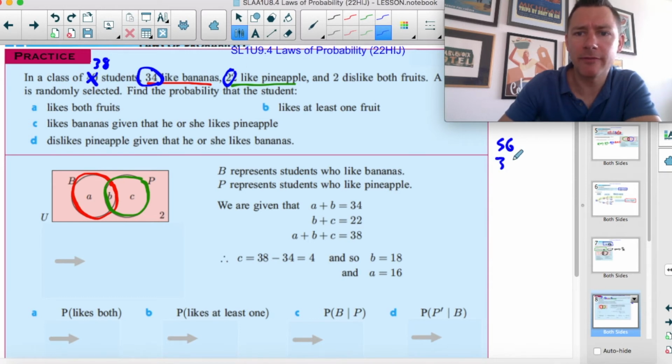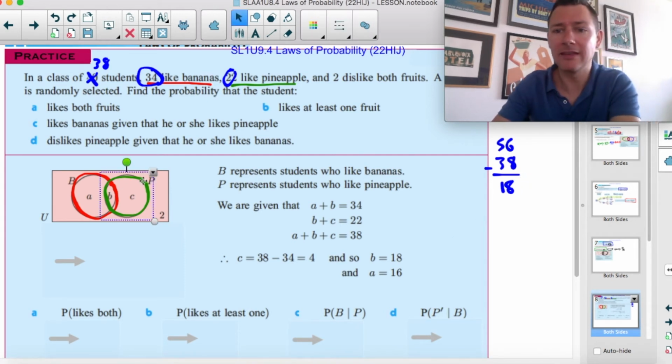I'm only supposed to have 38. If you subtract them, you get 18. Where did those 18 extra come from? They were double counted, right? So the 18 are the double counted.